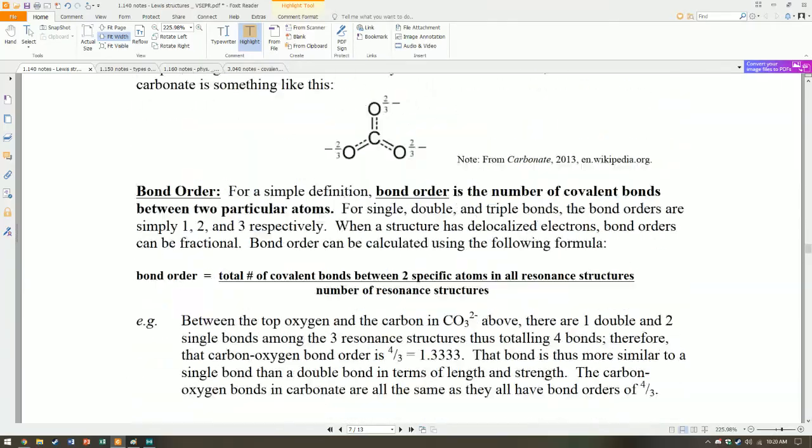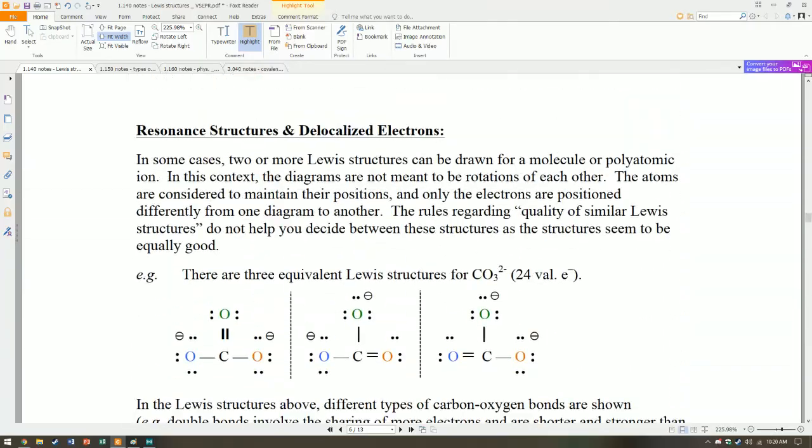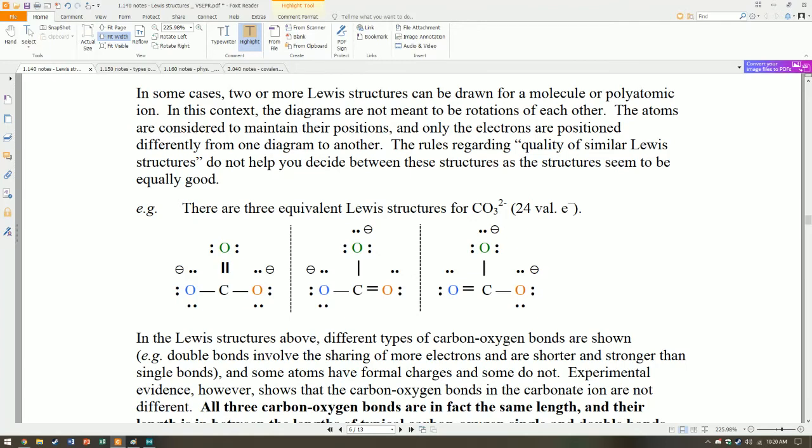Resonance structures: basically, in some cases, 2 or more Lewis structures are not good enough. And they're not meant to be rotations of each other. The resonance structures are actually averaged structures. Resonance structures are just using Lewis structures to denote multiple correct Lewis structures to denote the structure of a certain molecule or anion.